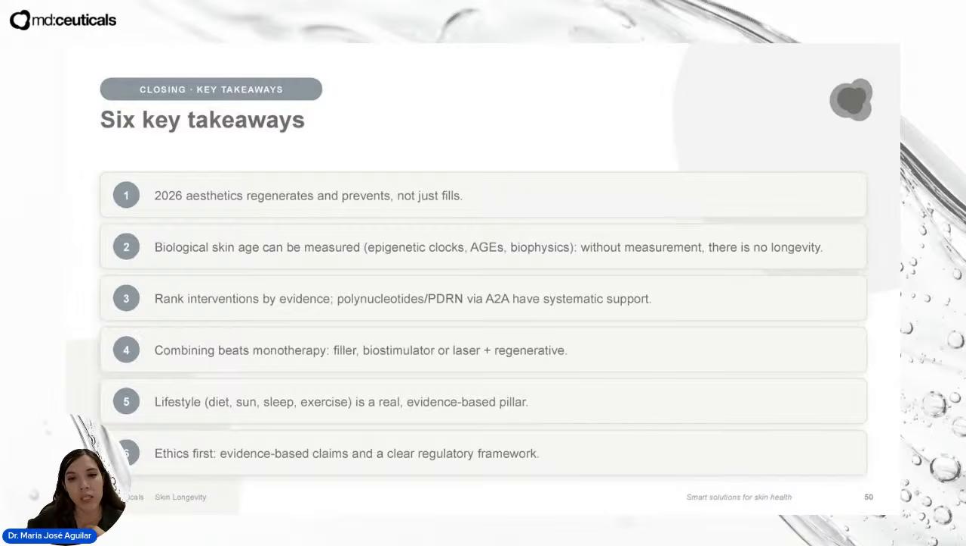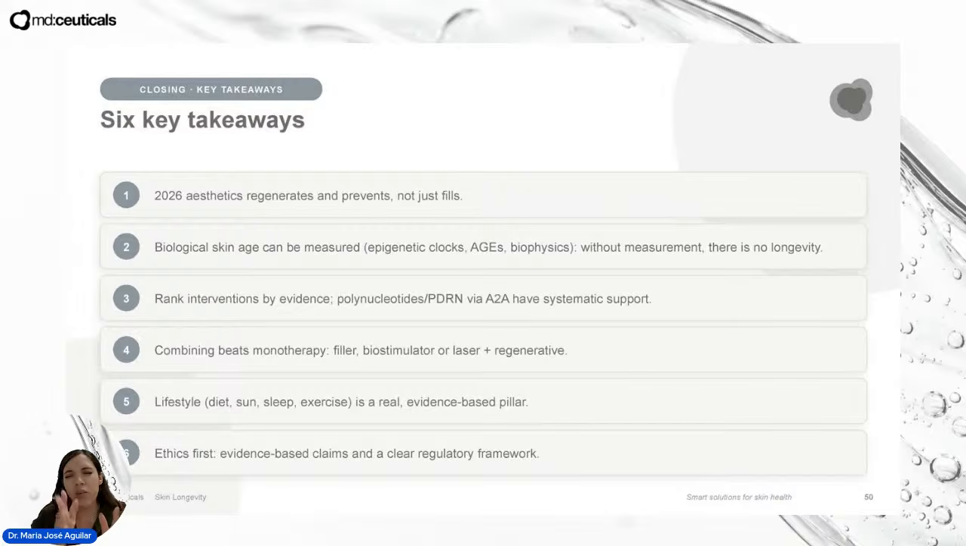Maybe polynucleotides and PDRN are the most effective and have more evidence, but also growth factors have evidence for these longevity treatments. And also technologies like exosomes are having more and more research that in the future we will see that maybe could keep this evidence on the same path like polynucleotides. Combining, it's the option.